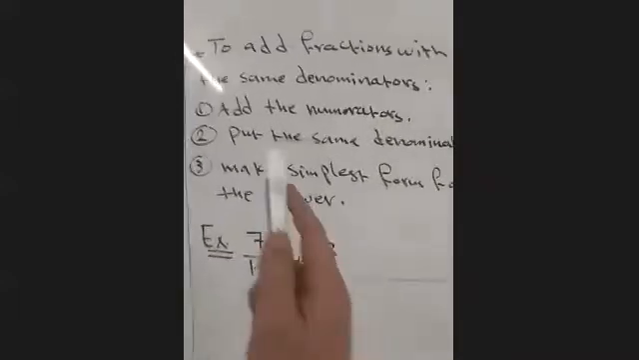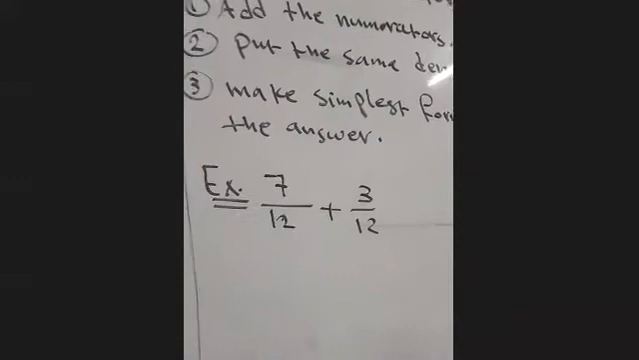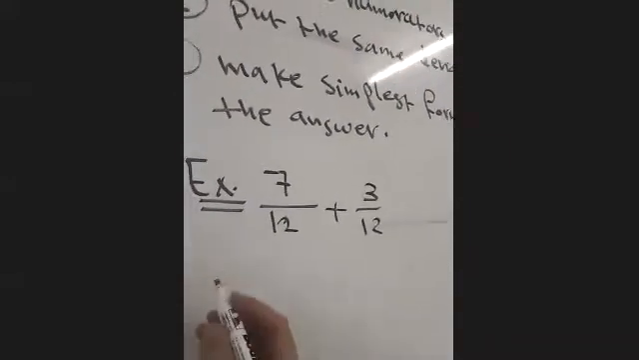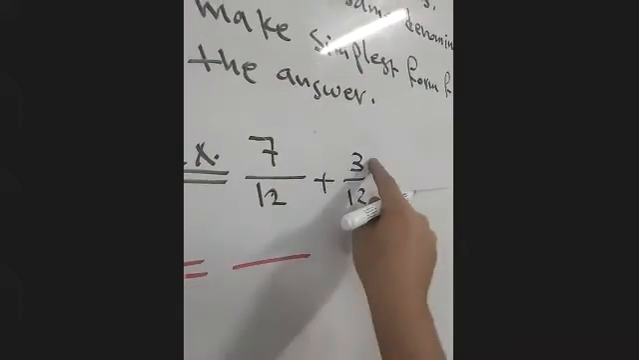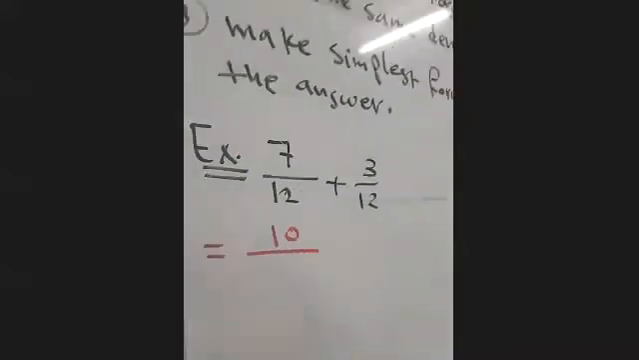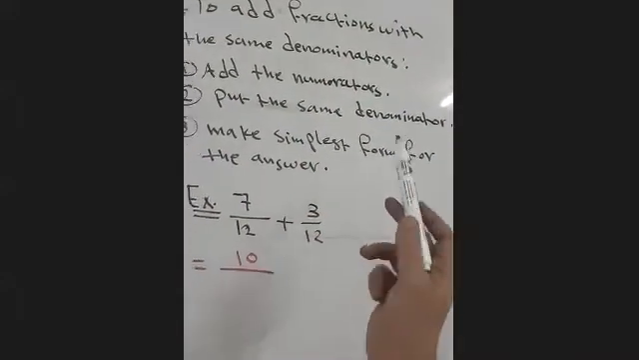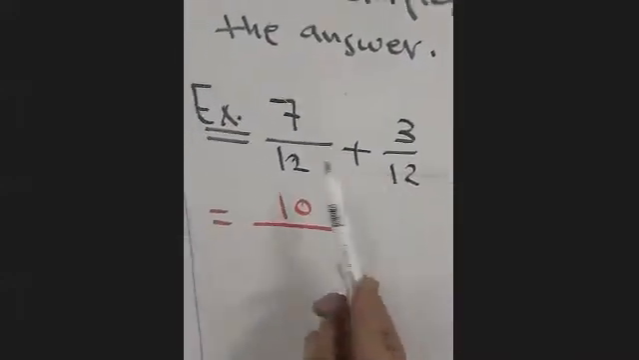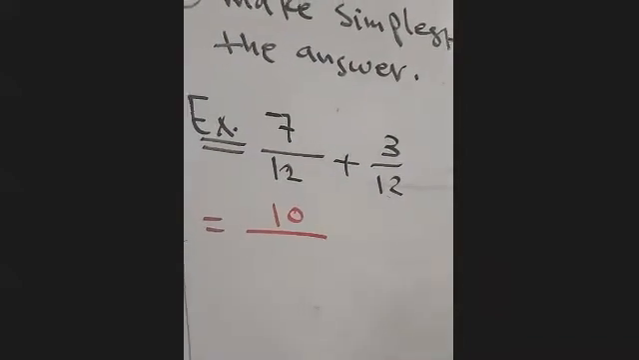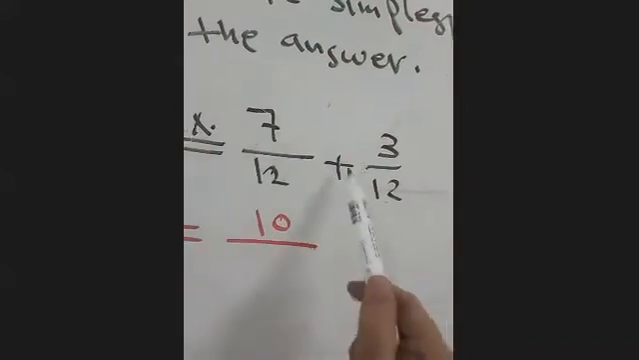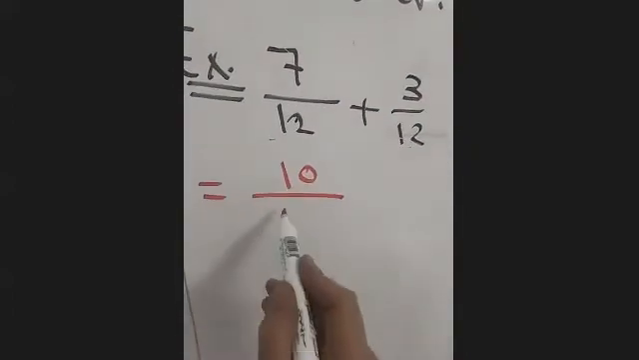First, we said add the numerators. The numerators, we add them, okay? So this is equal, look here, guys, a fraction, 7 plus 3, 10. Second step, put the same denominator. Do not add down. Don't say 12 plus 12, wrong. So up we add 7 plus 3, and down we take one of them only, and we put 12.